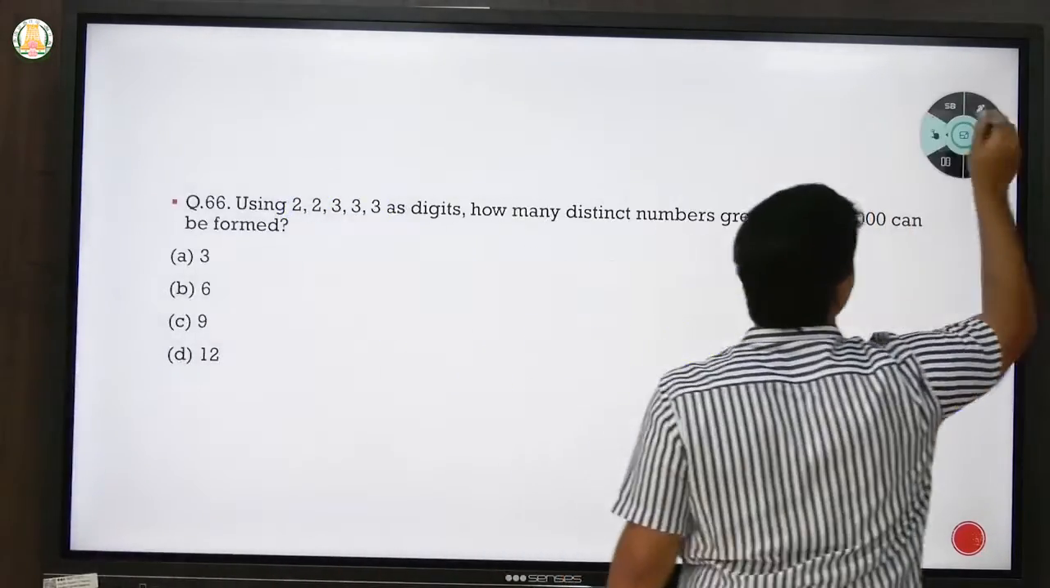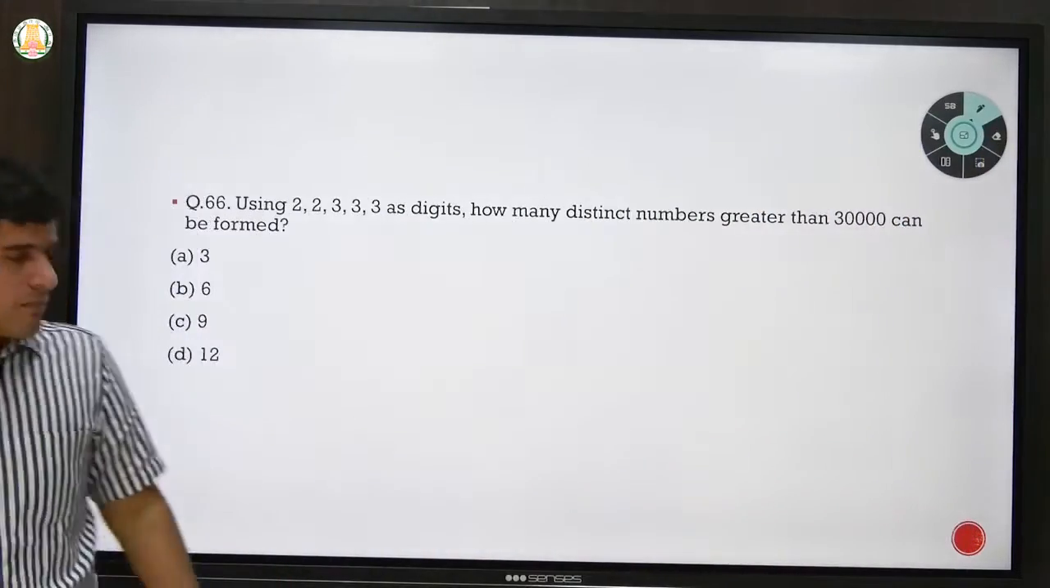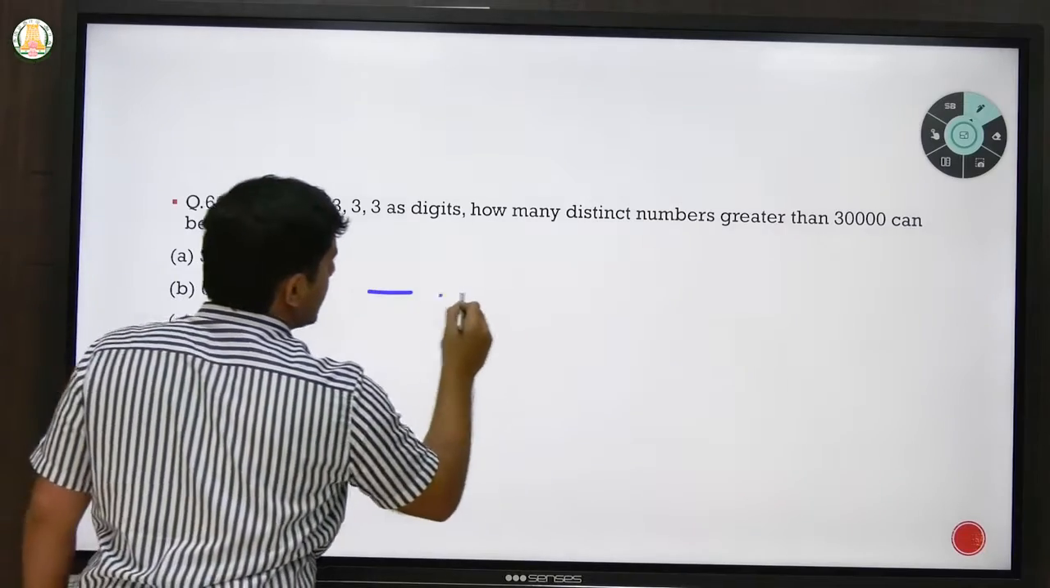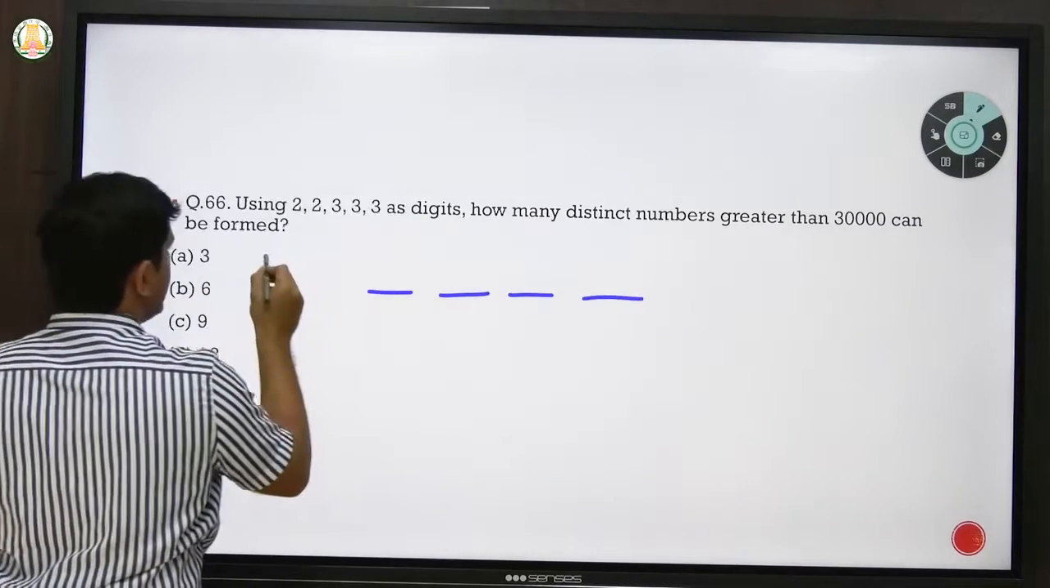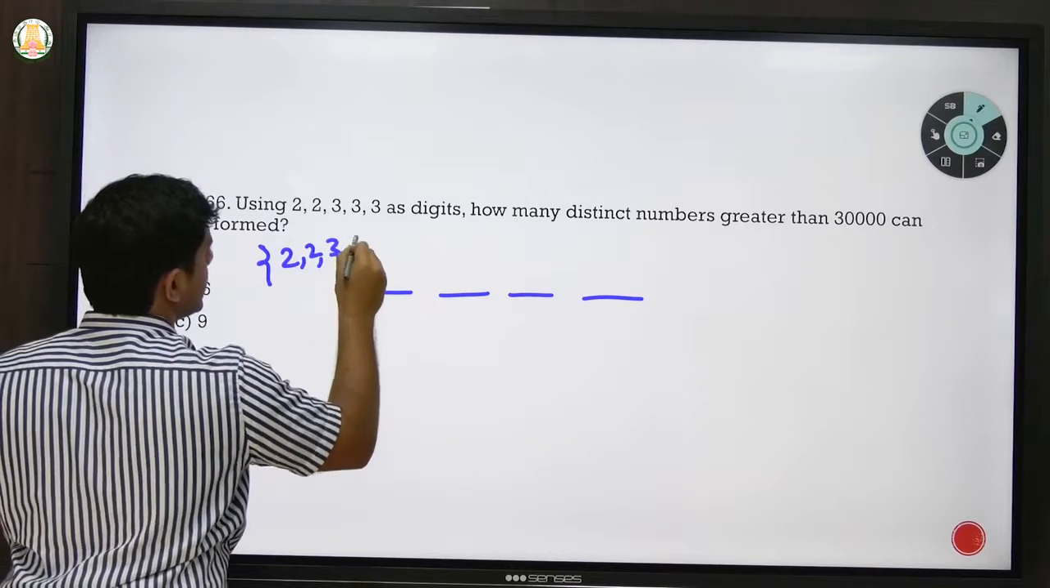So we'll see how to do it. I'll give you 2 methods, and you can choose whichever method you want. So we'll give these 4 digits here, and we know the set that we have to use: 2, 2, 3, 3.